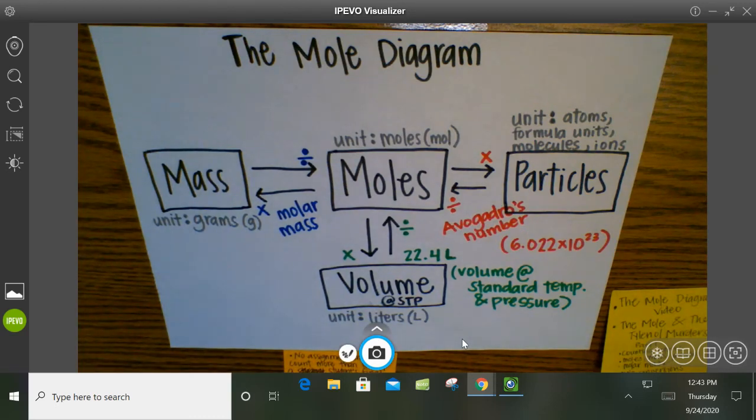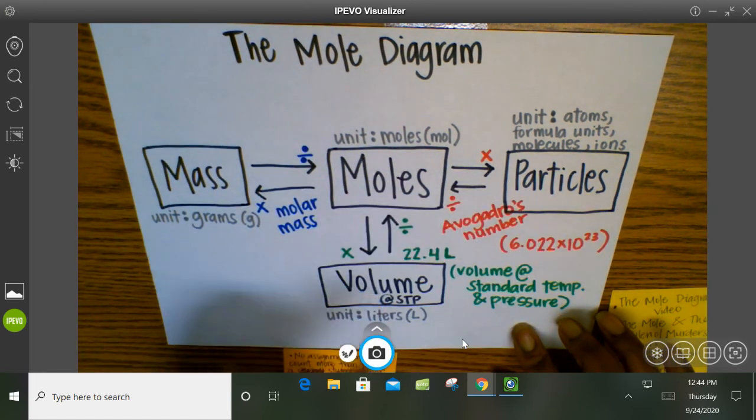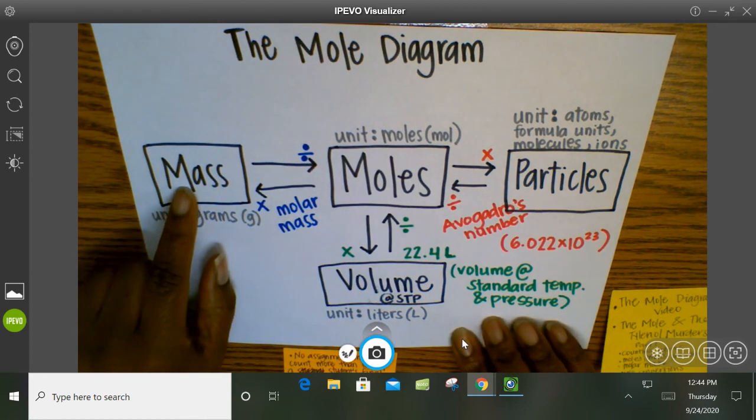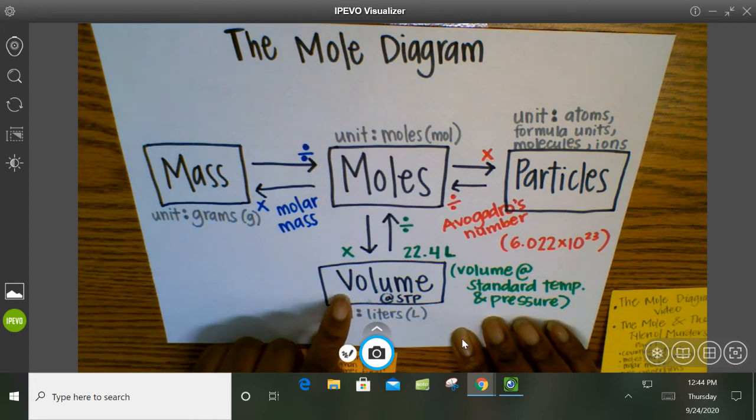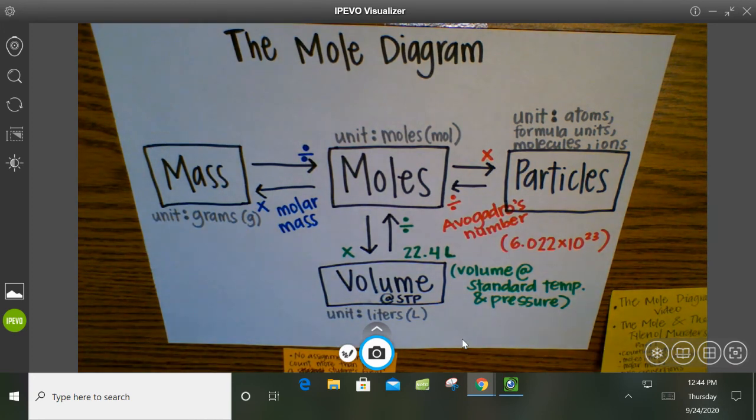Today, we're going to be talking about the mole diagram. This handy little tool is excellent when you have to do any type of conversion in chemistry dealing with moles. Think of the mole diagram as a road map, and the boxes are your destinations. You're either going to land on mass, moles, particles, and sometimes volume.